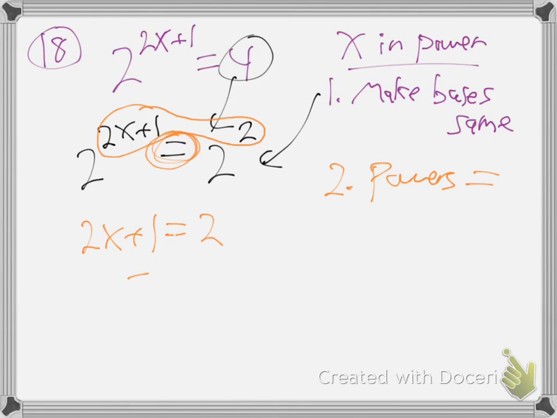Then just solve. Subtract 1. 2x is 1, divided by 2. There's the answer that some observed. X is a half.